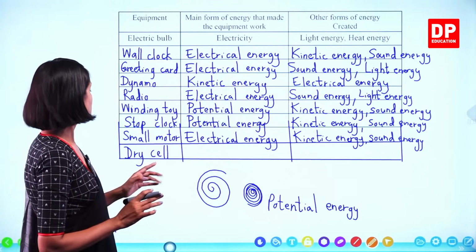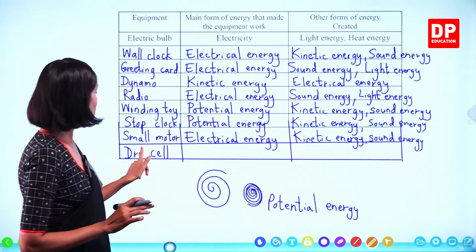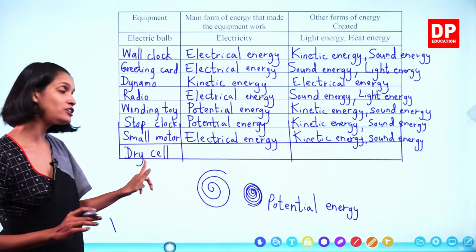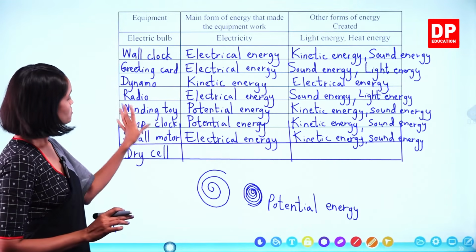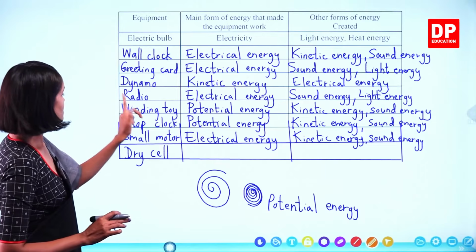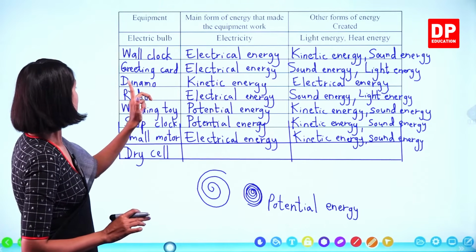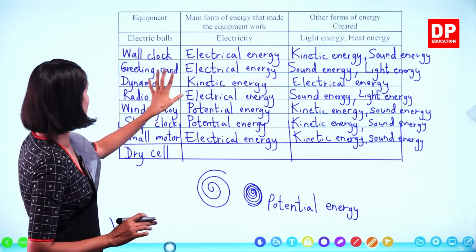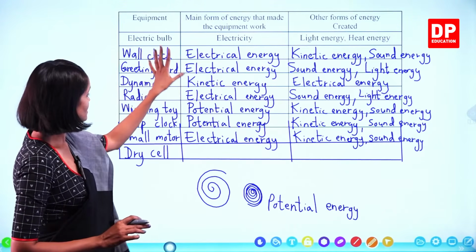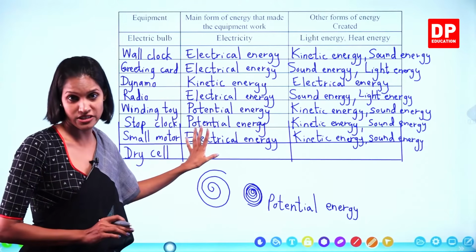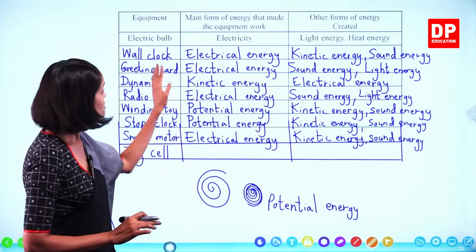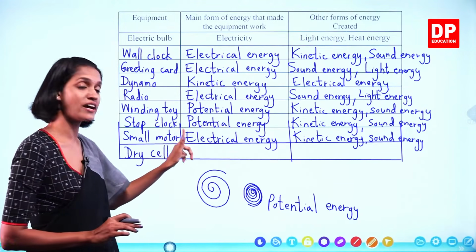Right, children? So finally, even though it's not a main equipment, I included the dry cell also in the list. Right? So you all know now, here in the small motor, in the greeting cards, in the wall clock, all these equipment were powered by batteries or dry cells, right? So in this case, we have to write the dry cell as well.